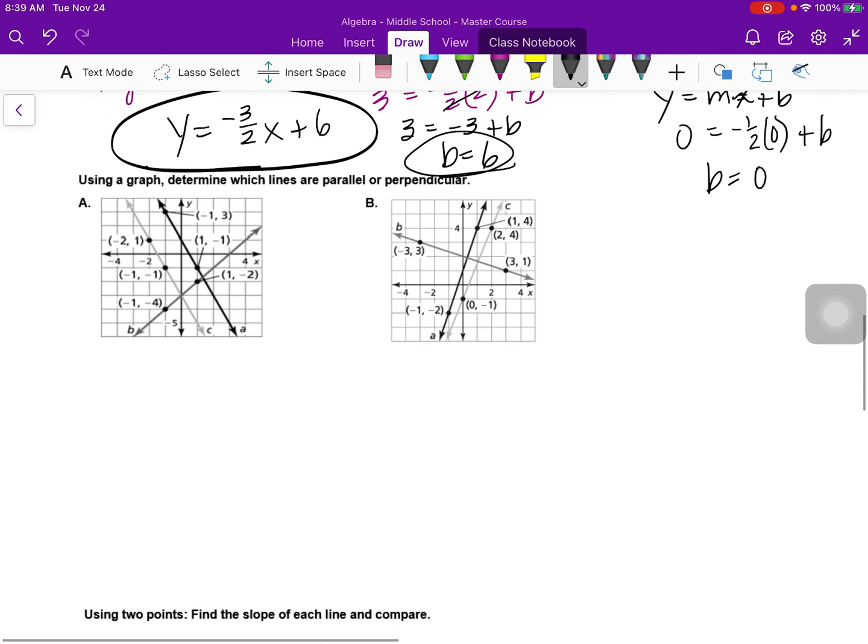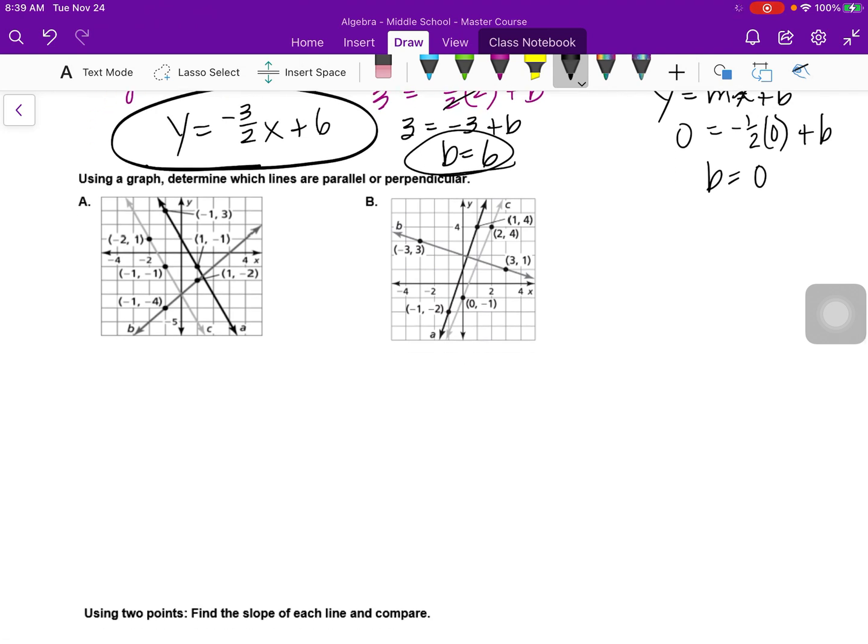All right, let's do something different here. So this says use the graph to determine which lines are parallel or perpendicular. And we haven't talked much about parallel lines, so let's go back and review. Remember we said parallel lines have to have exactly the same slope and perpendicular lines have slopes that are opposite reciprocals. So for example A, what I'm going to do is just identify the slopes of those 3 lines using rise over run.